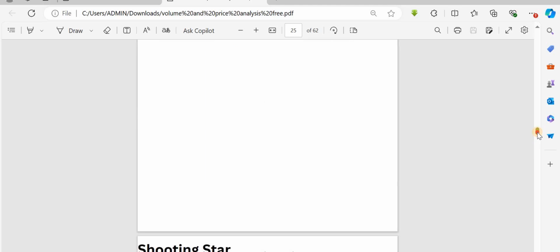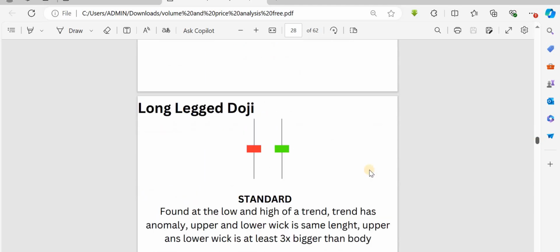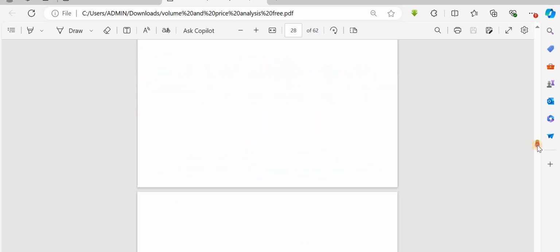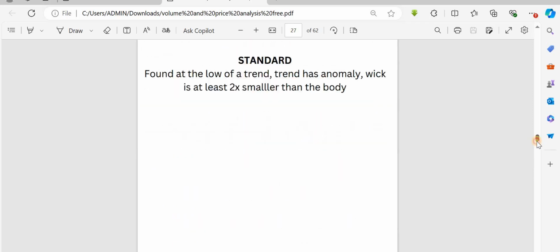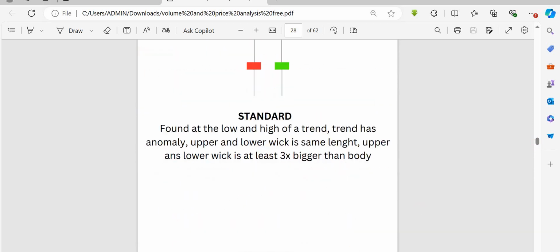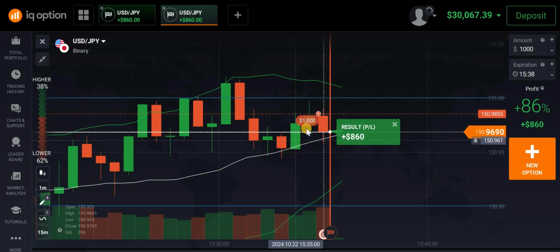This is the shooting star. Okay, this is it here. You see, it's found at the low and high of a trend. The trend has an anomaly, with upper and lower wick the same length. Now, if you look at it, like I told you, the trend has what? An anomaly. You see, there is an anomaly within this trend.